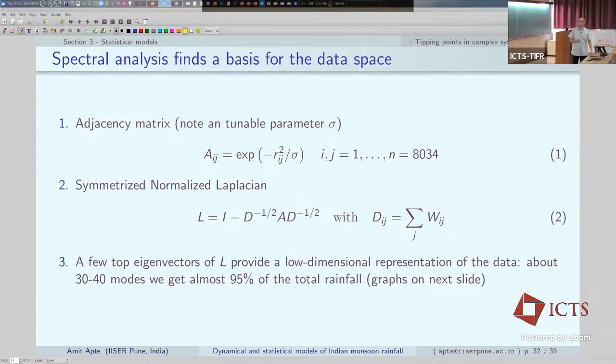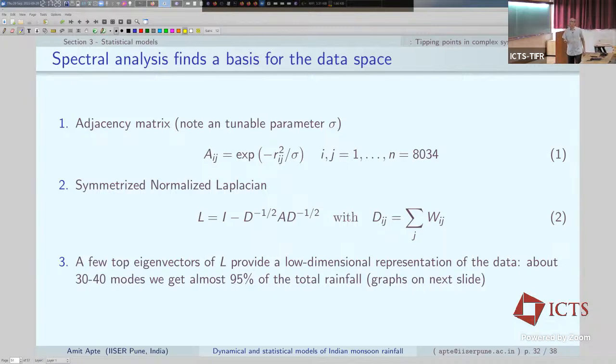So those that have spatial variation. The idea is that once you construct such a graph Laplacian, which is essentially the adjacency matrix appropriately modified, meaning symmetrized and normalized, then the top few eigenvectors hopefully can provide a low dimensional approximation of the data set. That is what is hoped for. And if you have a low dimensional approximation of this, can we now understand this behavior of the monsoon in terms of this low dimensional structure?